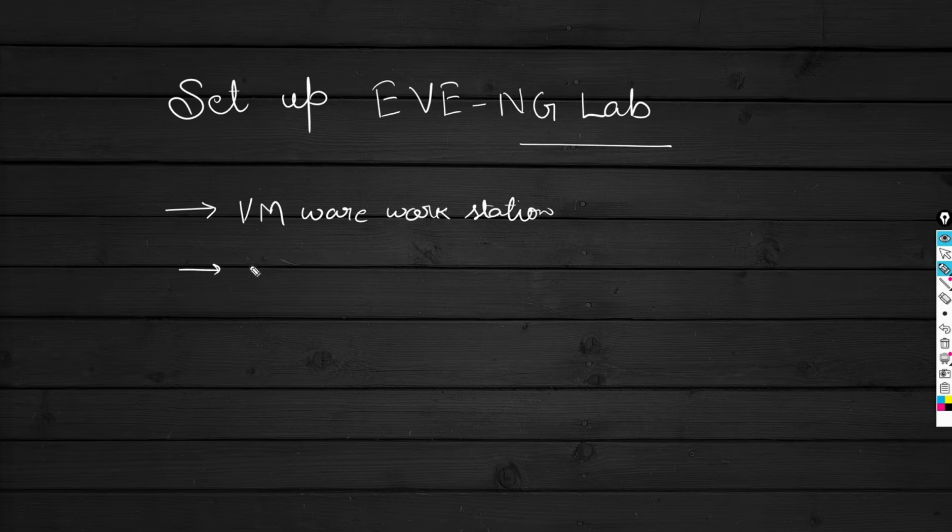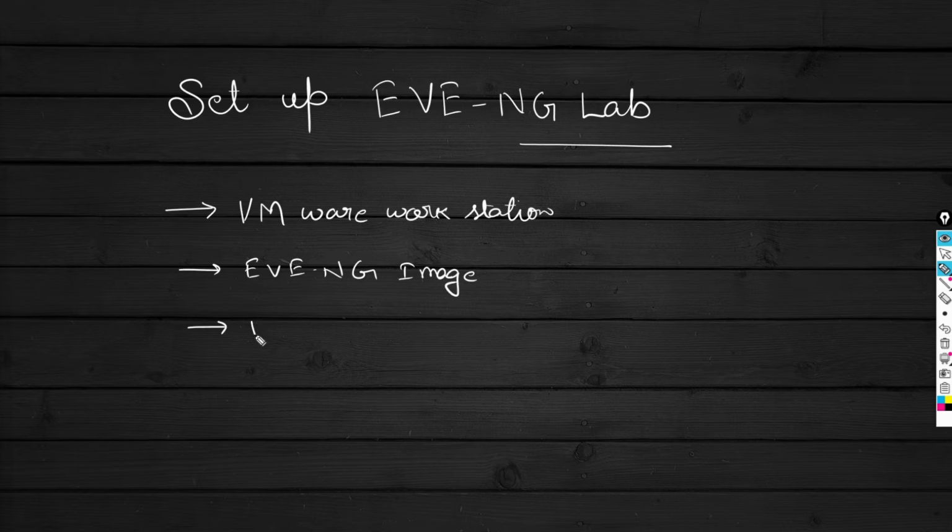Second thing, you need to go to the EVNG website and download an EVNG image. Earlier it used to be an OVF file, but now we are getting an ISO file. So we will download the ISO image file.